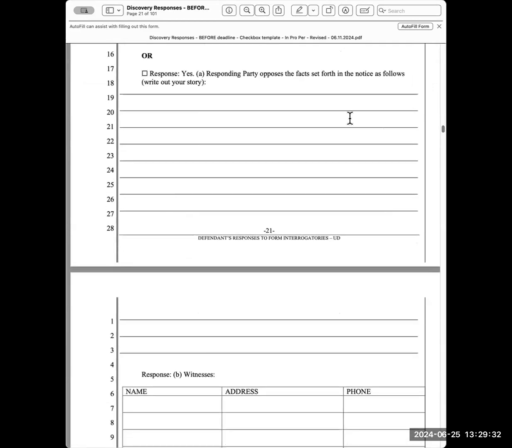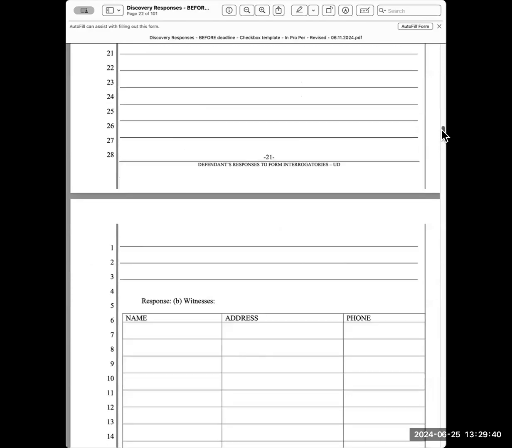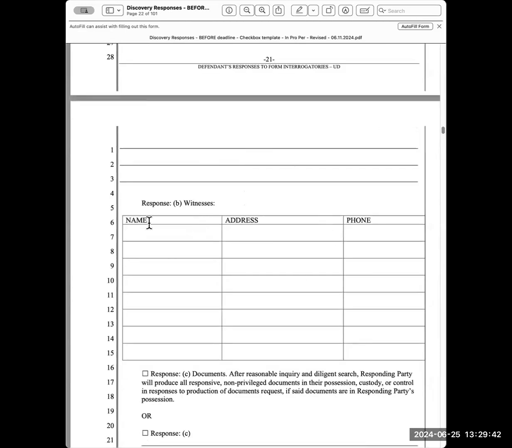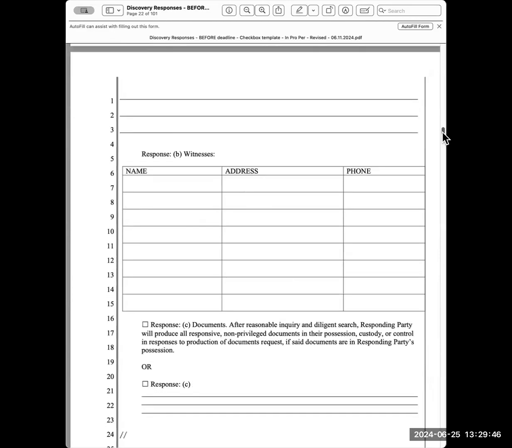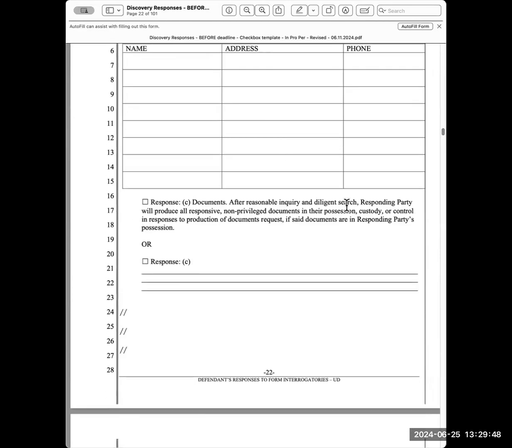And here you're explaining your defenses. This is why you oppose whatever is being accused against you. And any witnesses you have, name, address, and phone, and any documentation you have. And this would be your exhibits in your trial binder in your exhibit section. Check here. Otherwise, if you don't have any exhibits, you check here and explain.